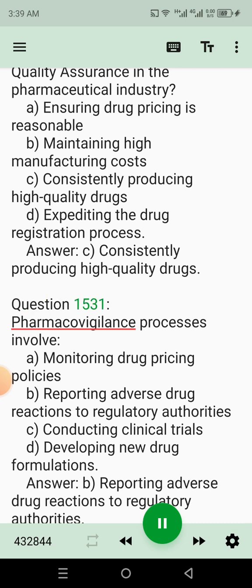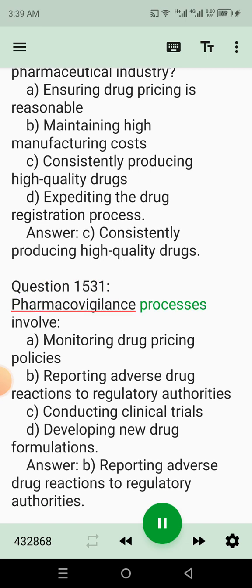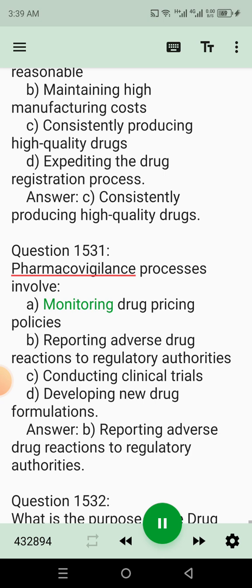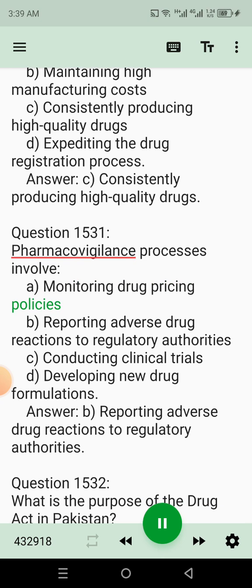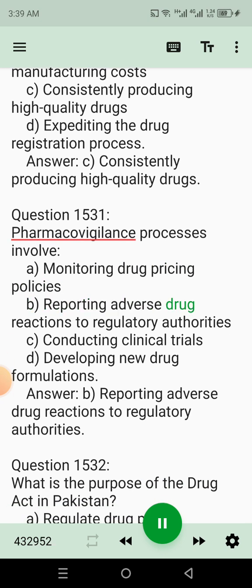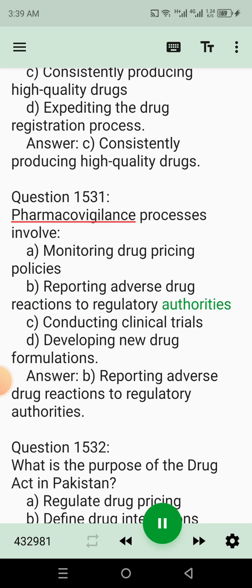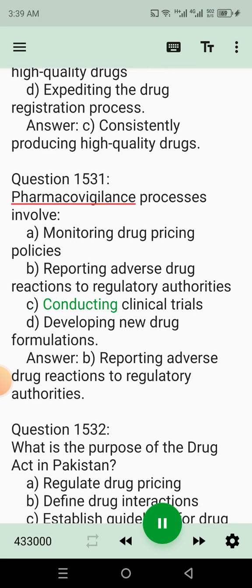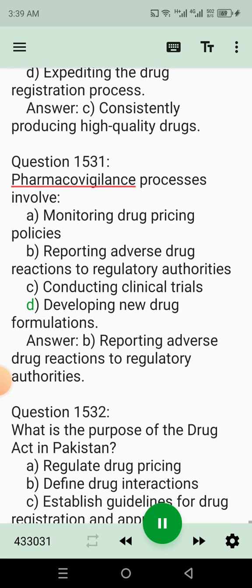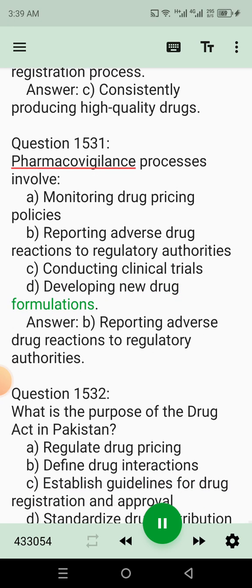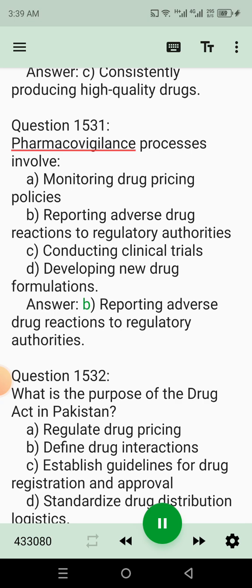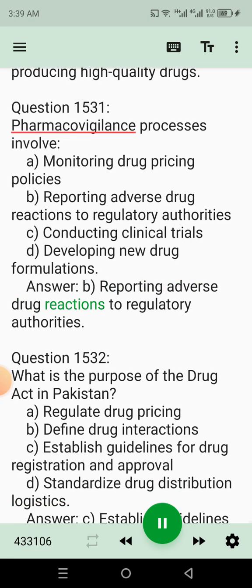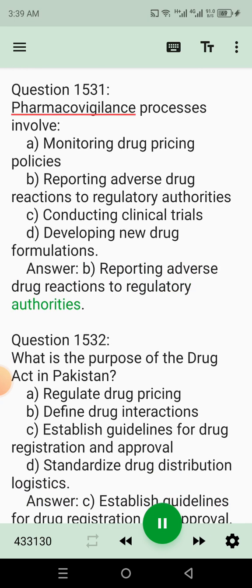Question 1531. Pharmacovigilance processes involve A. Monitoring drug pricing policies. B. Reporting adverse drug reactions to regulatory authorities. C. Conducting clinical trials. D. Developing new drug formulations. Answer. B. Reporting adverse drug reactions to regulatory authorities.